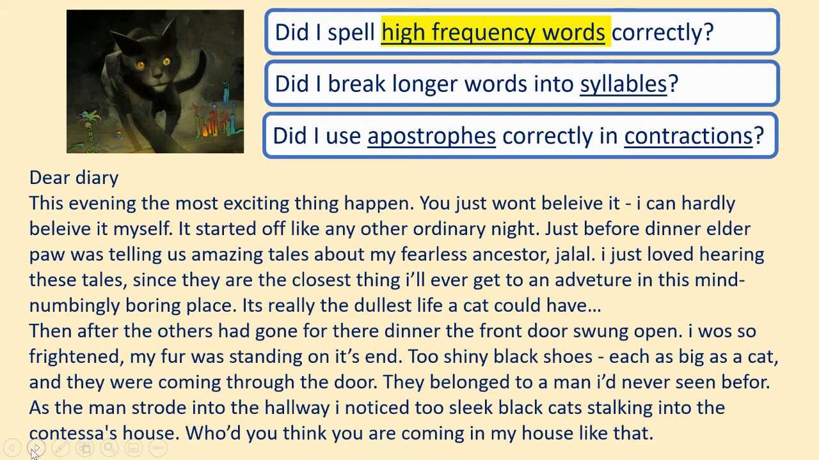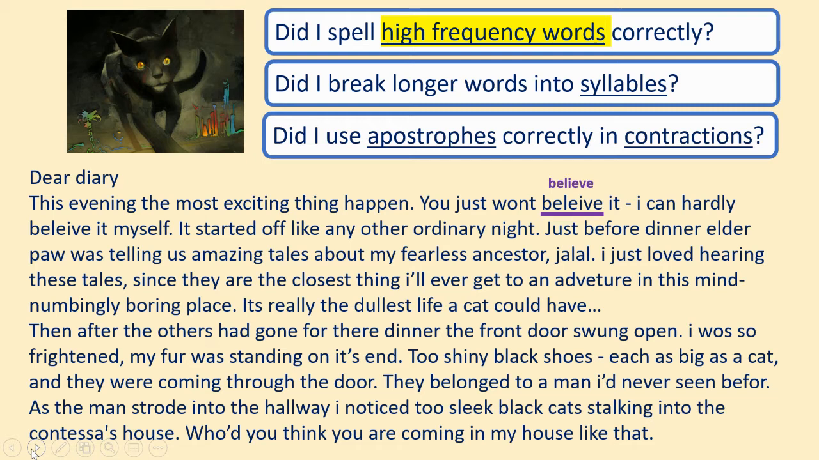First of all, we're going to have a look for high frequency words. I'm going through looking for high frequency words, and believe isn't spelt correctly, is it? I wonder if you know how to spell that correctly. You could quickly write it down if you can, and then we can check it. Okay, so let's have a look.